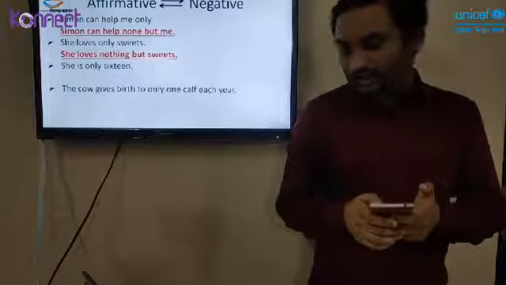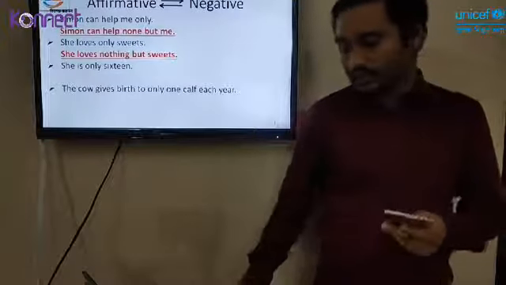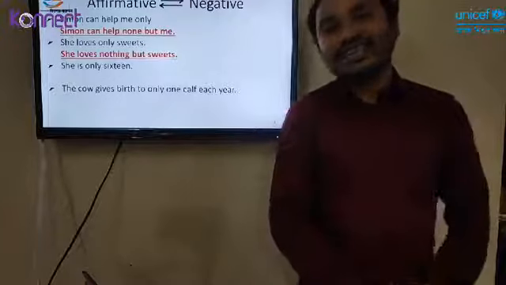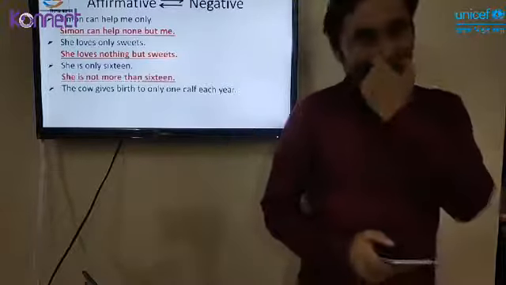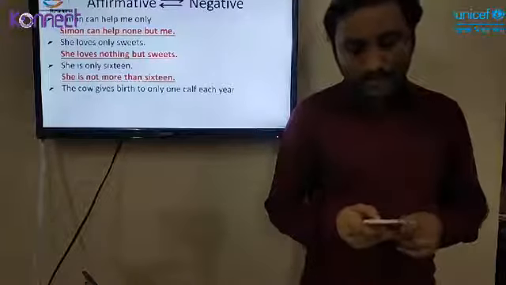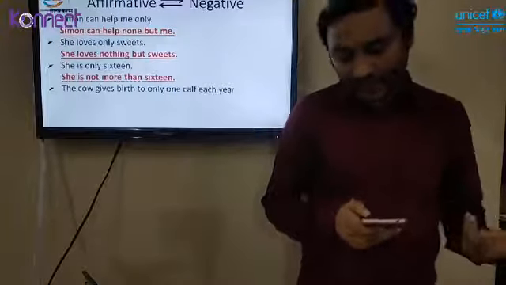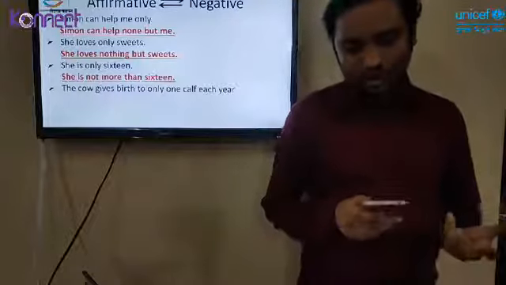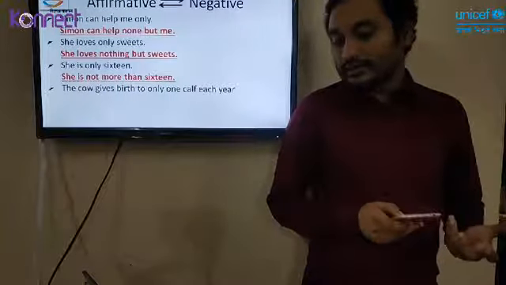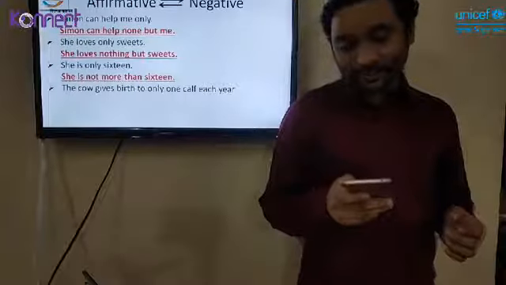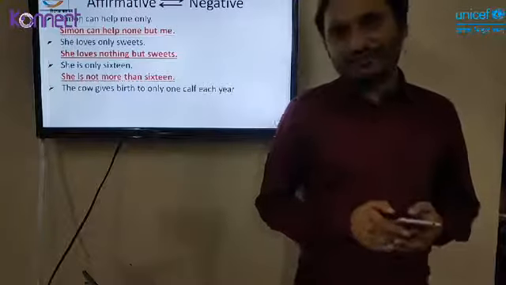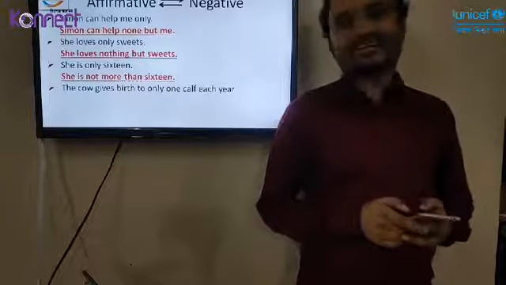I got the answers for the third and fourth one also, and the third one is also correct. She is only 16. The answer is she is not more than 16. And for number 4, many of you answered that the cow gives birth not more than one calf each year, but the cow gives birth not less than one calf each year.